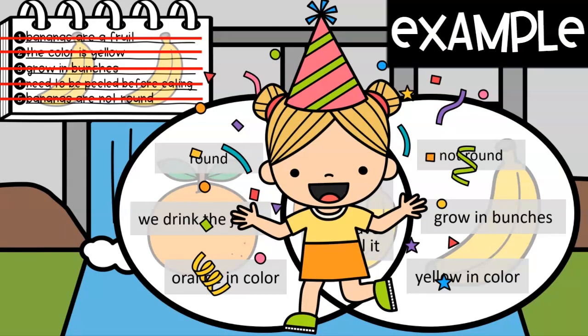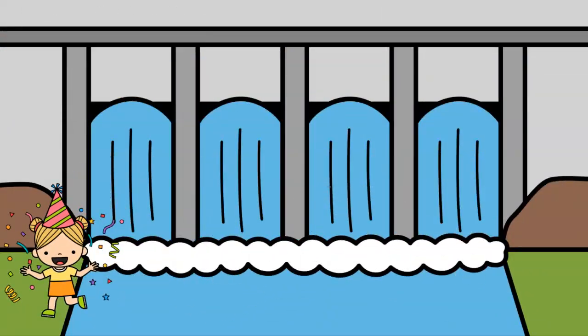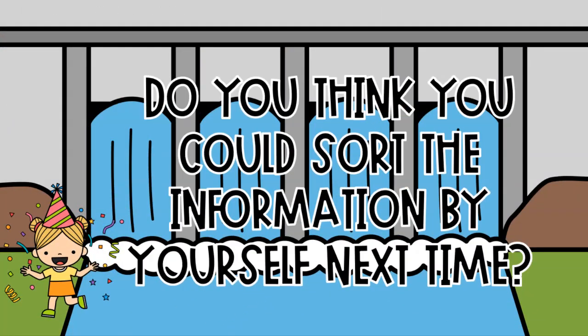Hooray! That's all the info we gathered. We sorted it correctly into our Venn diagram. Do you think you could sort some information by yourself next time about 2 different topics?